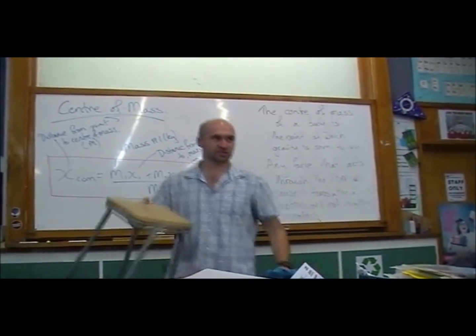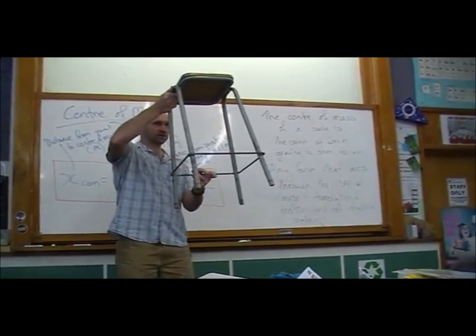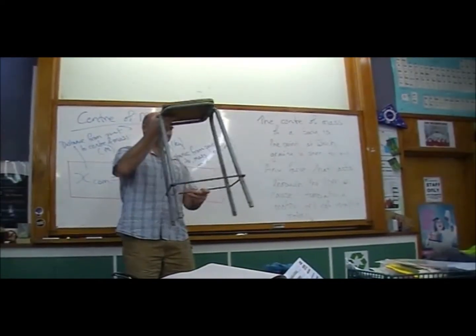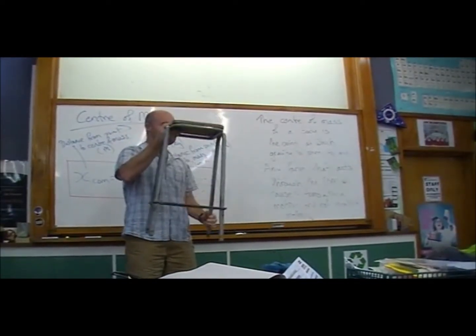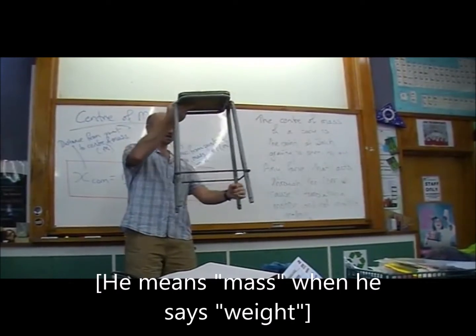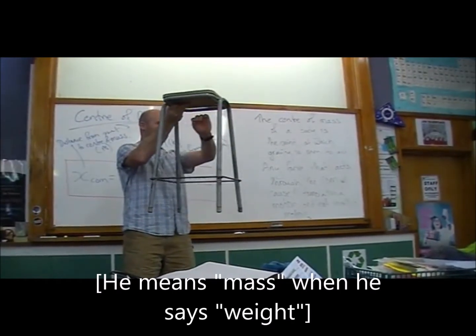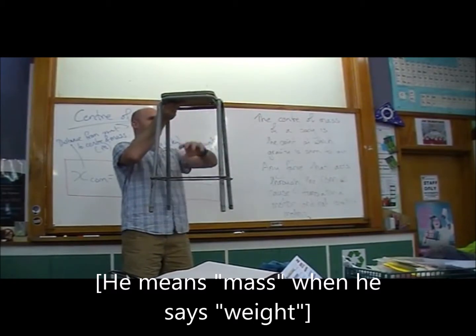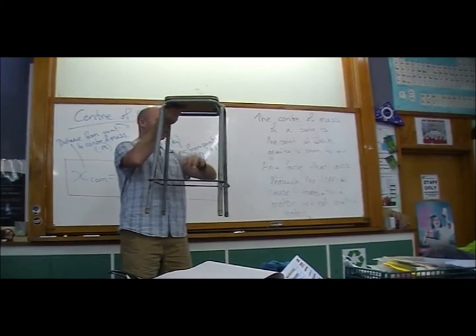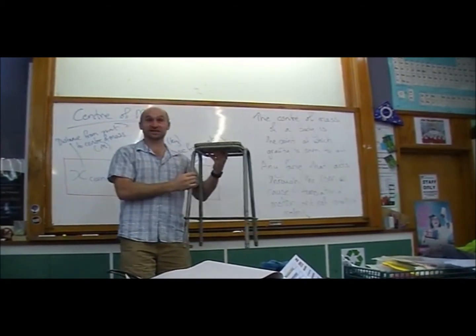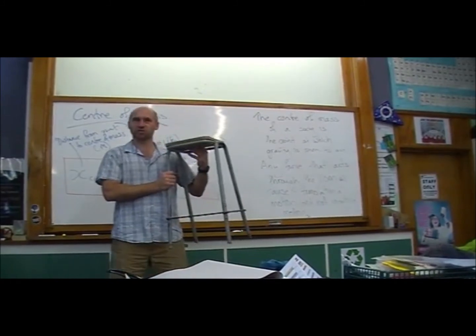So if we think about the centre of mass of the stool, there's a bit more weight at the top than there is at the bottom. And so the centre of mass is going to be somewhere between the legs, closer to the piece that you sit on than it is to the ground. So the centre of mass doesn't have to be inside an object.